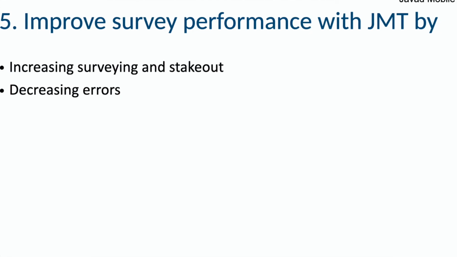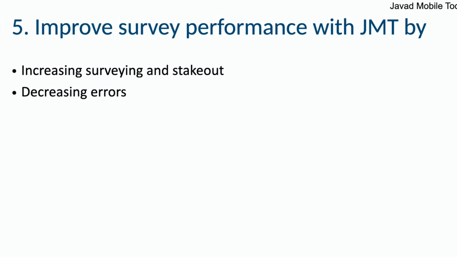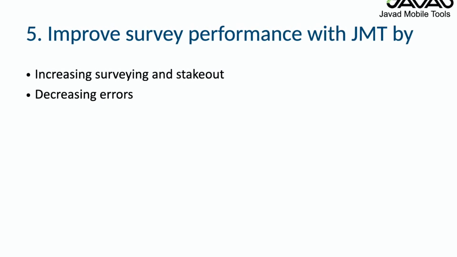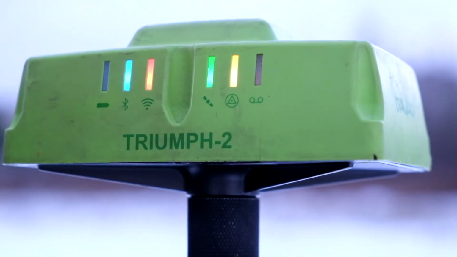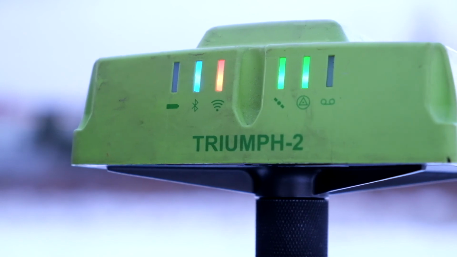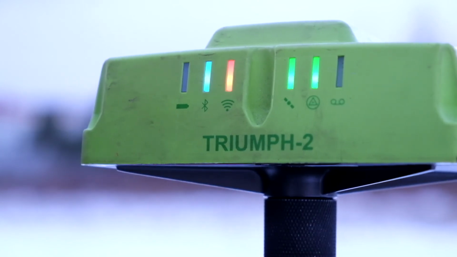In this chapter, we would like to tell you how to improve performance using JMT. Productivity can be increased in two ways: survey more points in time and waste less time due to errors. Sometimes a surveyor spends a lot of time waiting for a fixed solution. Fix ready. Let's talk about how to reach a robust fixed solution.